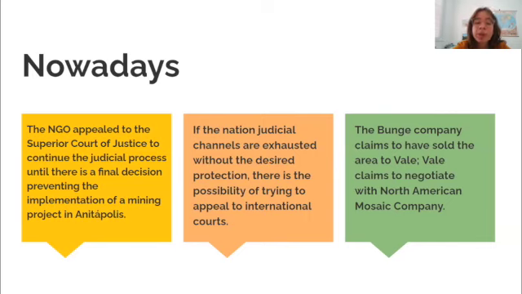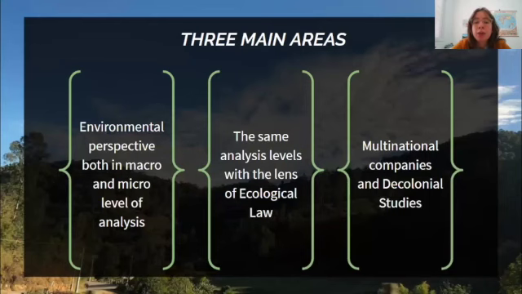The Bunge company claims to have sold the area to Vale, the same multinational responsible for the environmental crimes in Mariana and Brumadinho, which I think people may already know about, because it was a real disaster. And Vale claims to be negotiating with the North American company Mosaic, the largest US producer of potash and phosphate fertilizer. This is one of the three main areas we decided to address in this case law study.